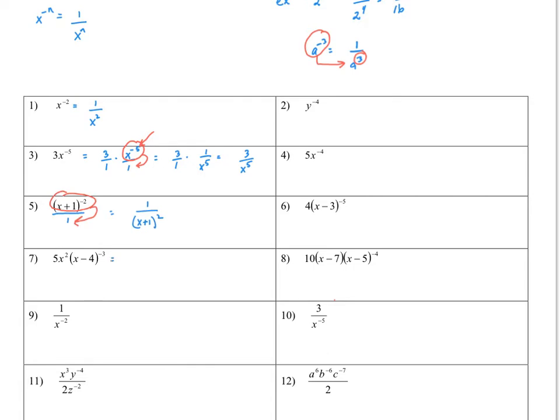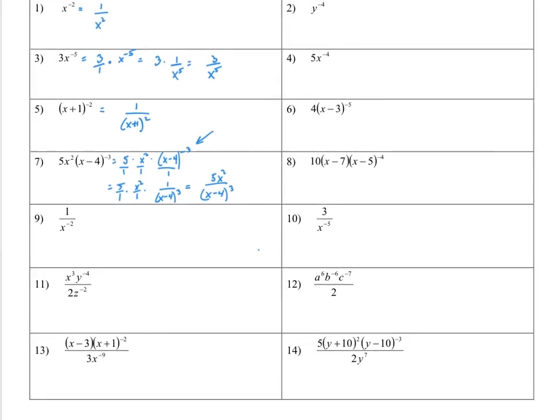For number 7, we have 5 over 1 times x squared over 1 times x minus 4 to the negative third power over 1. The negative third power is only going with the x minus 4. Our tip is to take the x minus 4, throw it in the denominator, and make the exponent positive. So from that we will obtain 5 over 1 times x squared over 1 times 1 divided by x minus 4 cubed. Simplify to get our final answer. 5x squared divided by x minus 4 cubed.